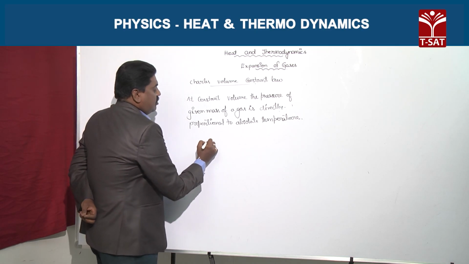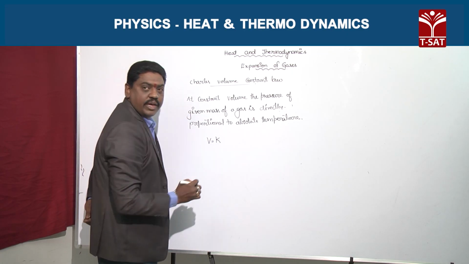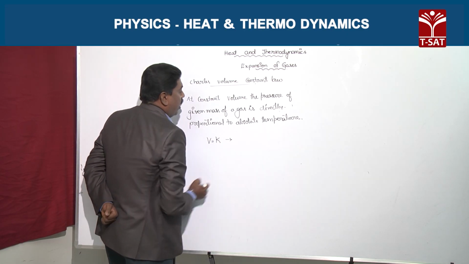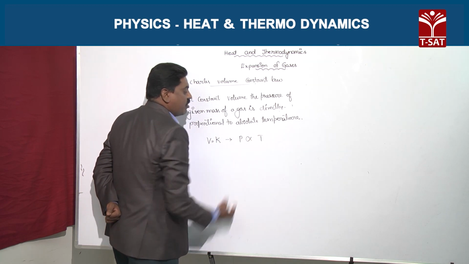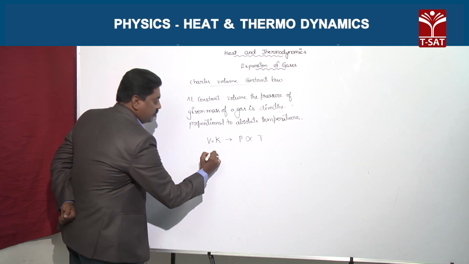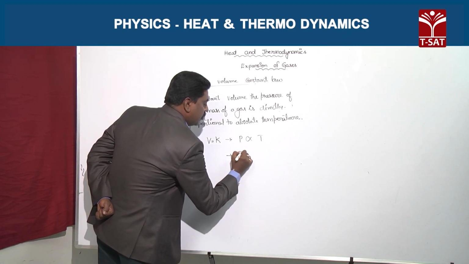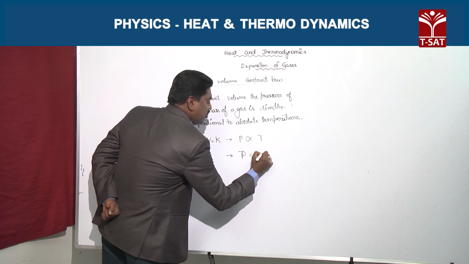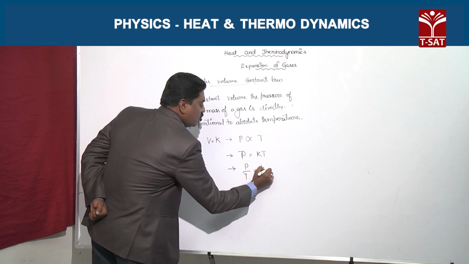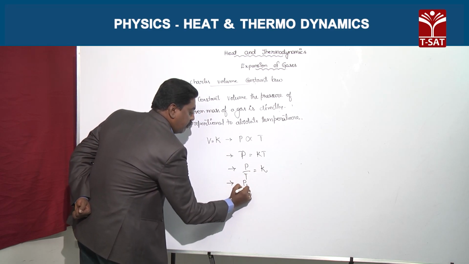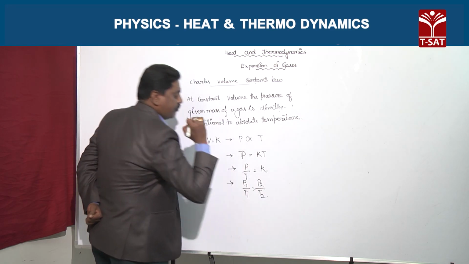At constant volume, it can be stated as: at constant volume V equals K, and pressure is directly proportional to absolute temperature, which implies P by T equals constant, P1 by T1 equals P2 by T2.